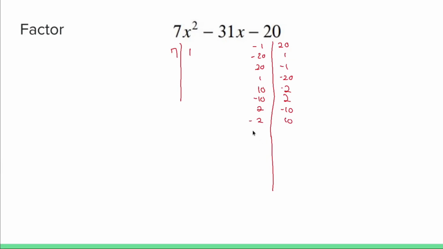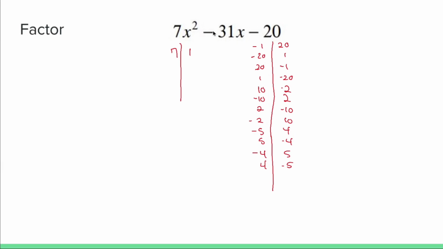How about 5s and 4s? How about negative 5 and 4, positive 5 and negative 4? How about negative 4 and 5, 4 and negative 5? Now what we're going to do is try to come up with a system where we pick a number. We multiply the interior numbers, we multiply the exterior numbers, and we see which one of these adds up to negative 31.